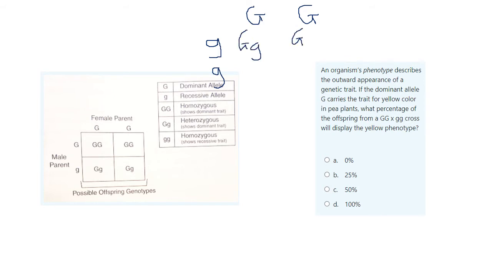They will get a dominant gene from one parent and a recessive gene from the other parent. So all of the children will have the dominant gene, so they will all show yellow color. All of them will be carriers for the green color, but all of them will show the yellow color. So the answer is D, 100%.